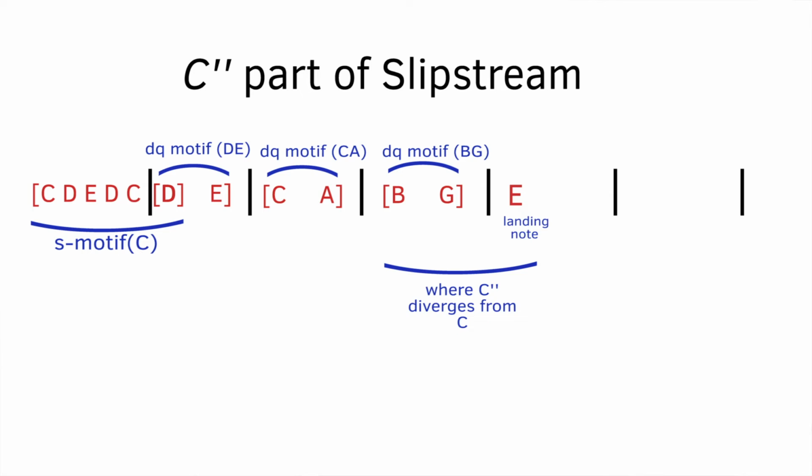And now the C double prime section, almost the same as the C, but once again we change the final landing spot and the final dotted quarter motif notes. So it's surrounding motif starting on C, D, E, C, A. Then it goes B, G, lands on the lower E.